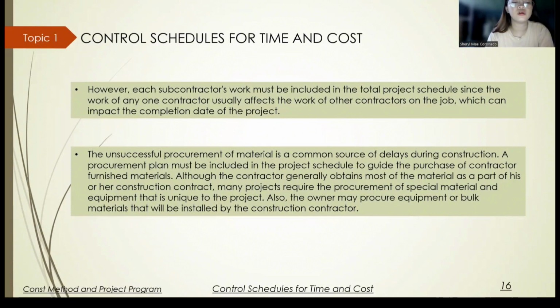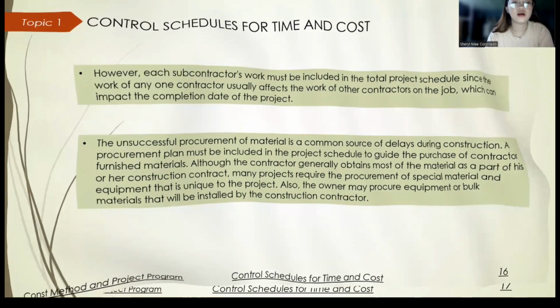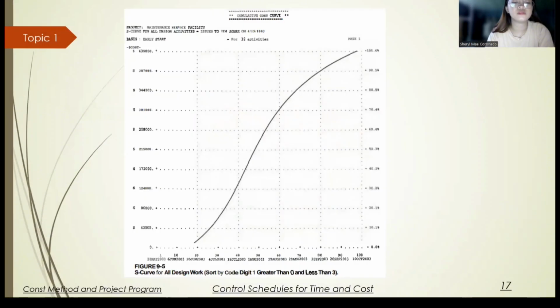For example, to evaluate the engineering design phase of the project, an S-curve can be produced that shows the distribution of costs of all design work. This curve is obtained using the coding system of table 9-1 by selecting all the activities in which the first digit of their code is greater than 0 and less than 3.